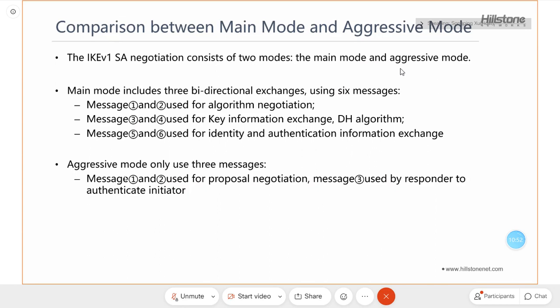If you are using aggressive mode, which only uses 3 messages, messages 1 and 2 are used for the proposal negotiation, including authentication, algorithm, encryption, etc. And message 3 is used by the responder side to authenticate the initiator. So that is the difference between main mode and aggressive mode.